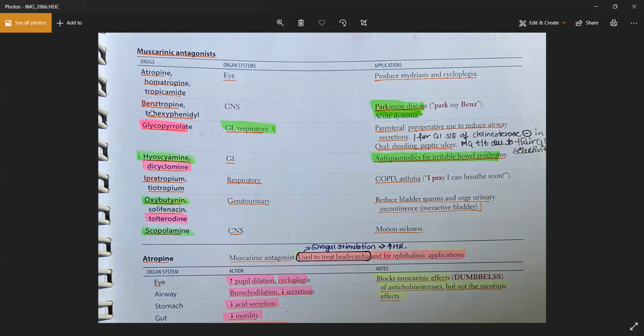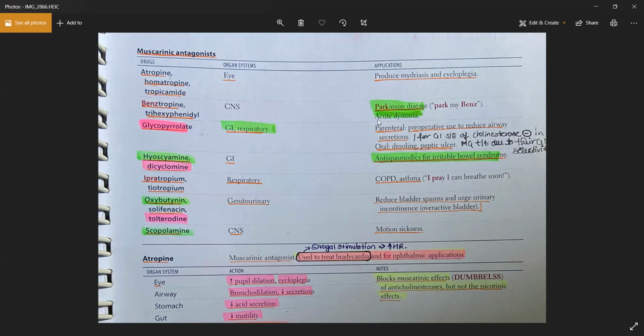Drugs that act on the CNS are benztropine and trihexyphenidyl. Okay, trihex and benztropine, you will use these drugs for Parkinson's treatment. Okay, because in case of Parkinson's, what neurotransmitter is going to be lost, and what neurotransmitter will become too much? Dopamine is lost and acetylcholine is increased. Exactly. So you want to inhibit the acetylcholine. So you will give the patient benztropine or trihex. Okay. So that is for the treatment of Parkinson's.